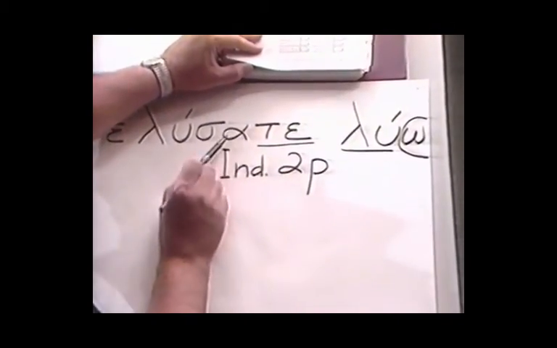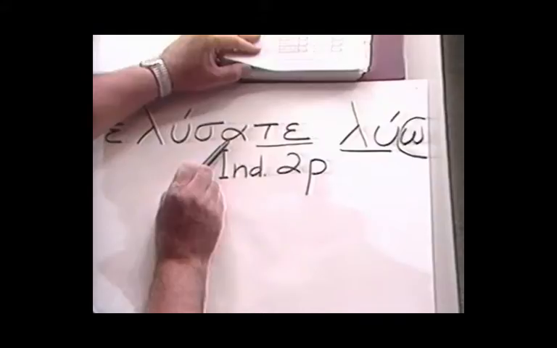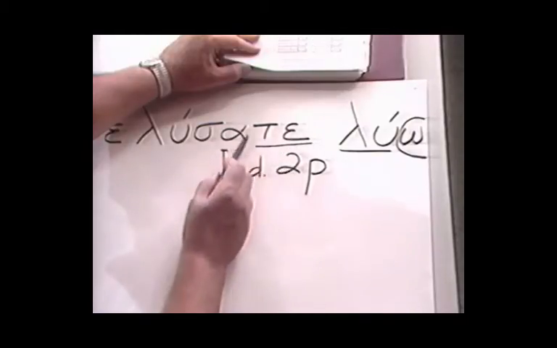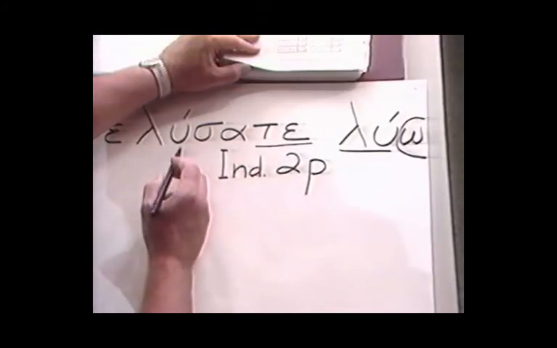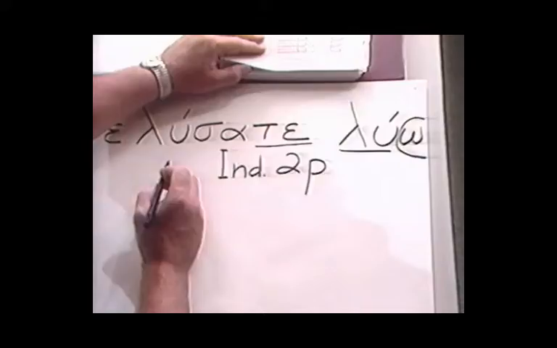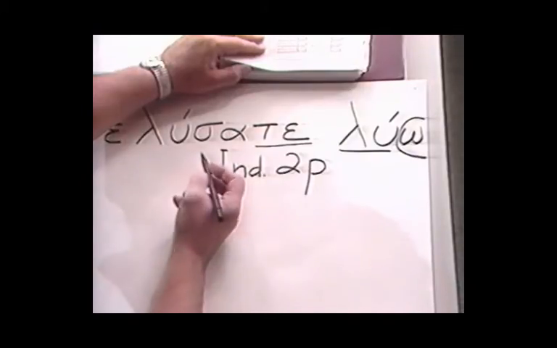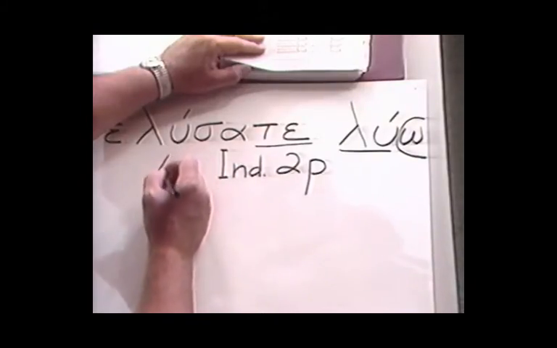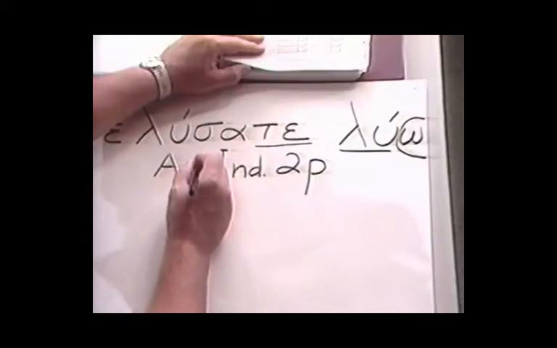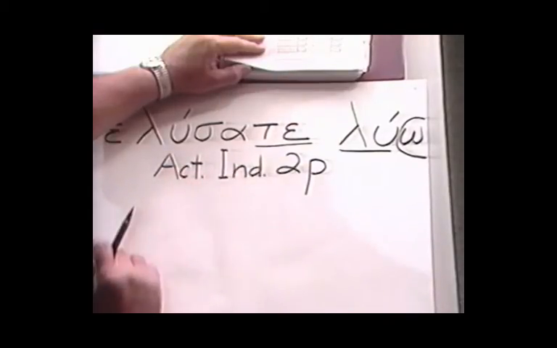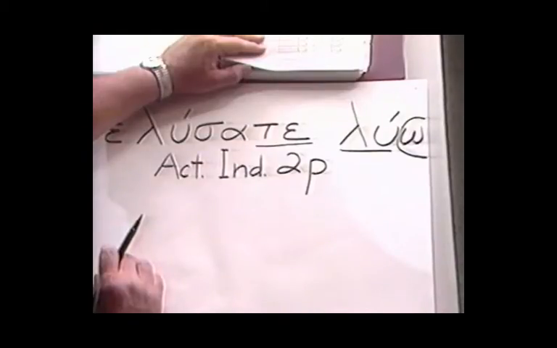Now, we've also identified the connecting vowel is an alpha connecting vowel. And this ending, tau epsilon, is what voice? Well, according to our chart, it tells us that it is an active voice. This is an active voice ending. And that's all we've learned right now anyway. The middle or passive endings will be different.